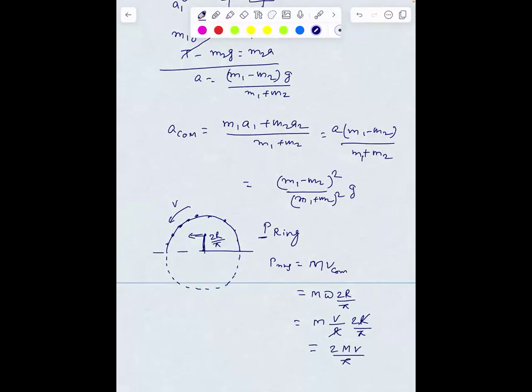So in short, the key is the center of mass of the ring, because what you know, guys, if I just calculate its position, 2r by pi is the position of the body.